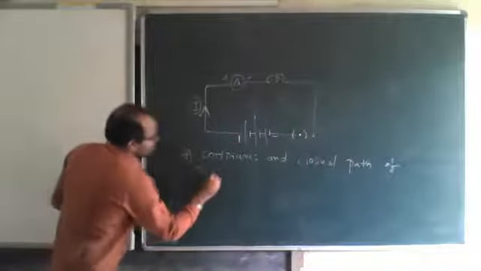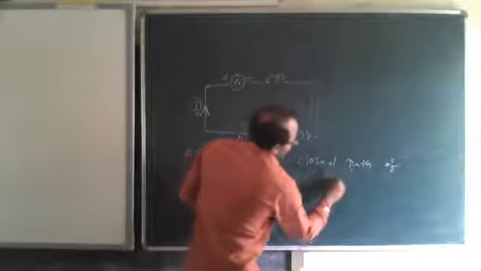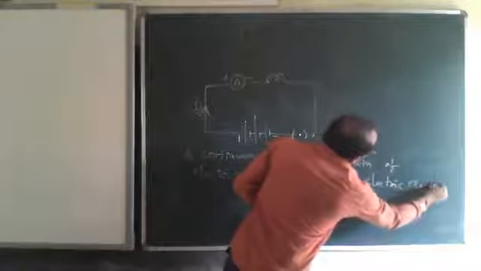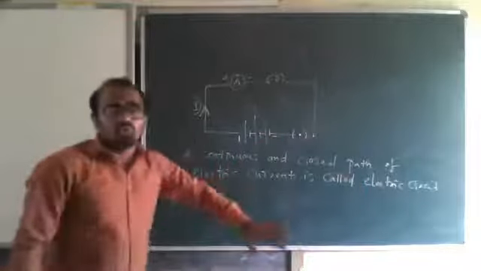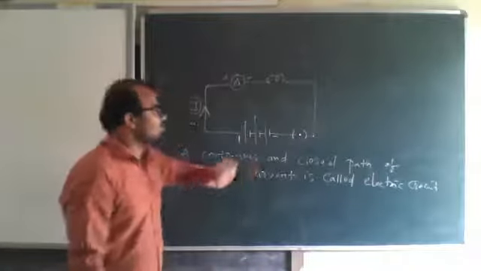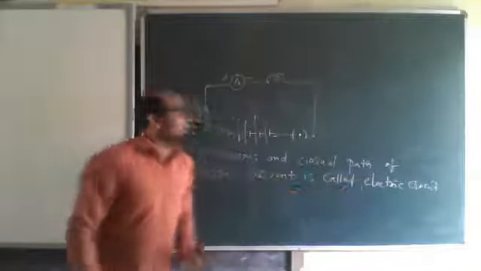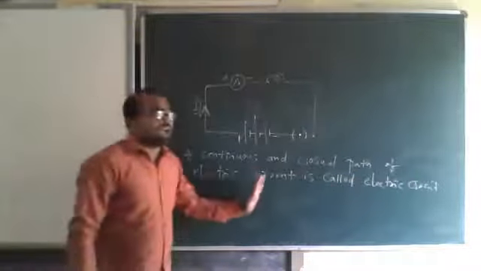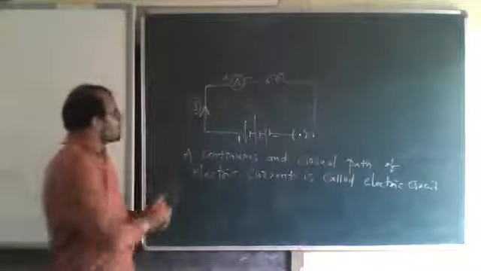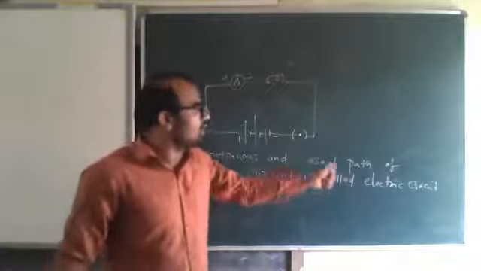A continuous and closed path of electric current is called electric circuit. It is a continuous path and it is closed also. There is no opening. It should be a closed path and it should be a continuous path. So you can use this: the continuous and closed path of electric current is called electric circuit.